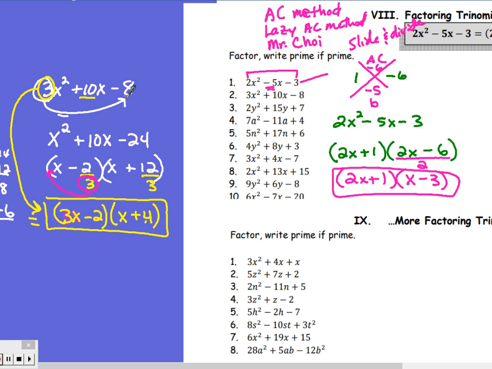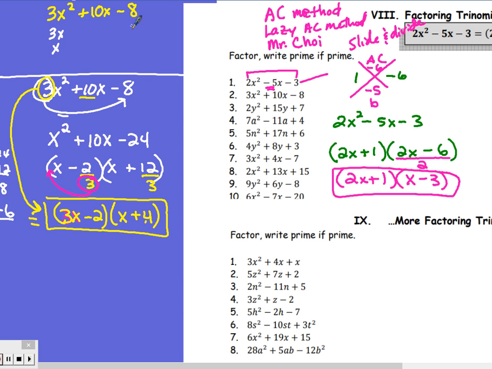All right, I saved my favorite method for last, the Mr. Choi method. I'm going to do it up here. We don't need much space. 3x squared plus 10x minus 8. So Mr. Choi's method, let me put a line here, is really just a guess and check method. We're putting below 3x squared. What times what is 3x squared? Well, 3x times x is 3x squared.